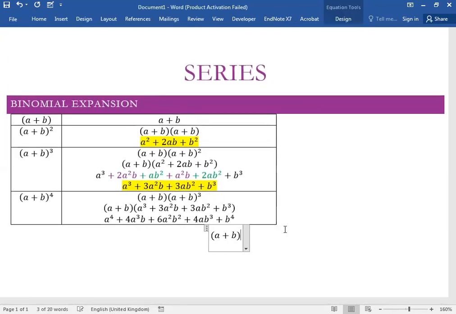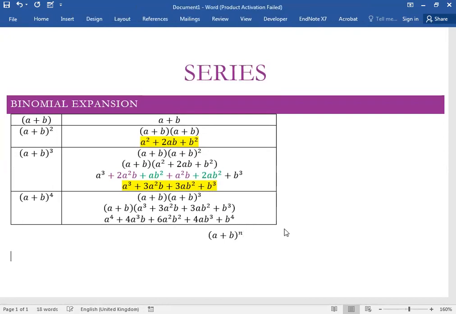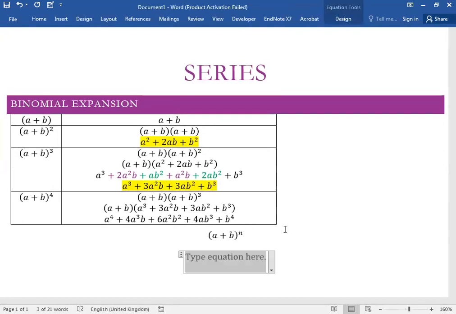If I'm saying a plus b to the power n, where n is a positive integer, the first thing that you people can tell me is, what are the number of terms? If the power was 2, how many terms did you have in the expansion? 3. When the power was 3, how many terms did you get in the expansion? 4. When the power was 4, how many terms did you get in the expansion? So now we are trying to generalize the entire trend. If the power is n, where n is a positive integer, n plus 1. This is the first thing that we have observed about it, right?